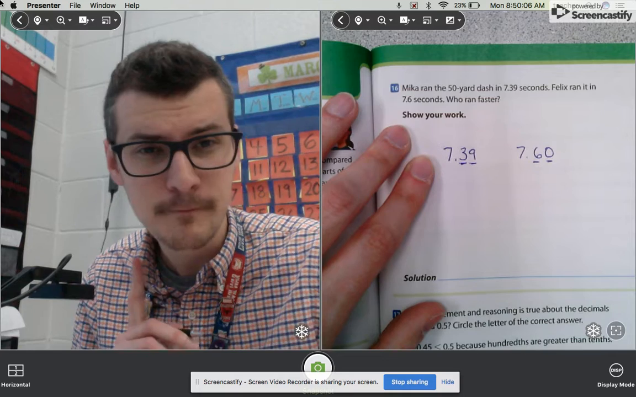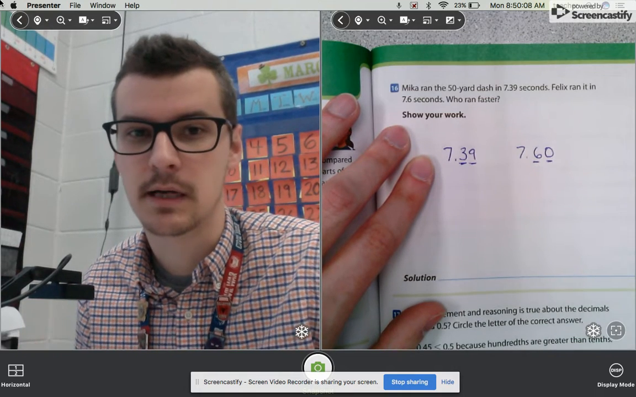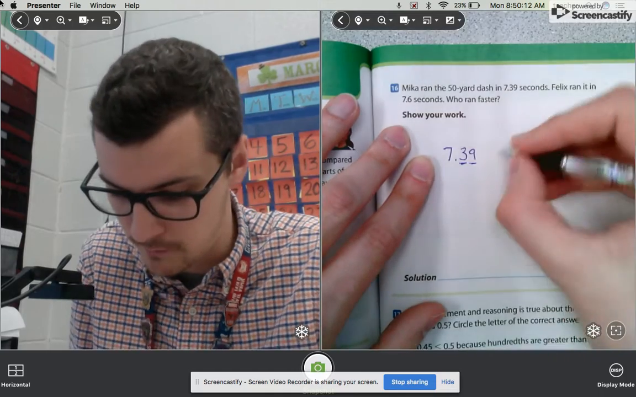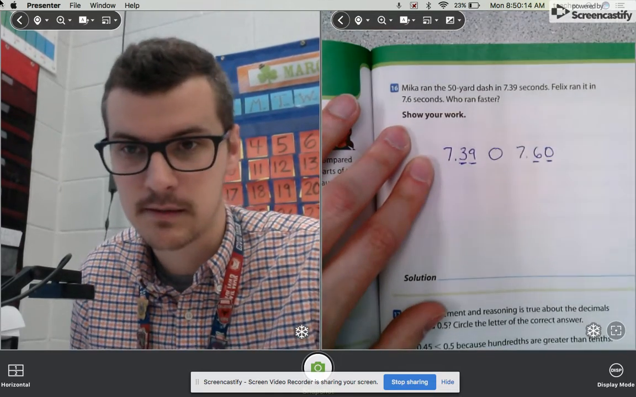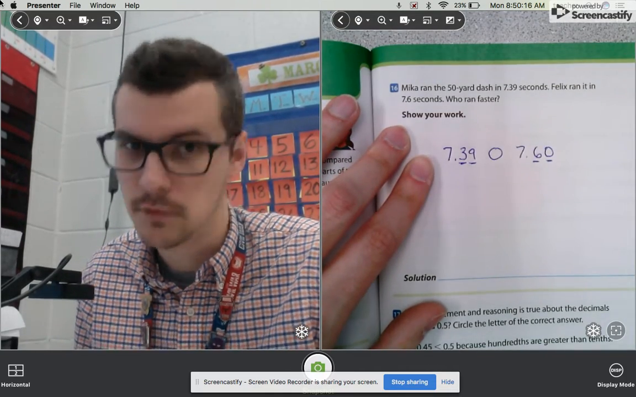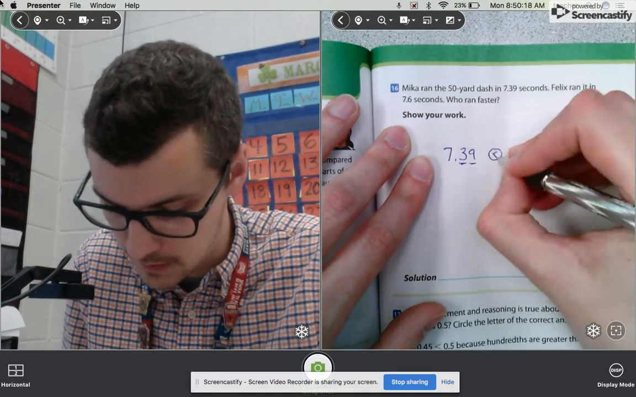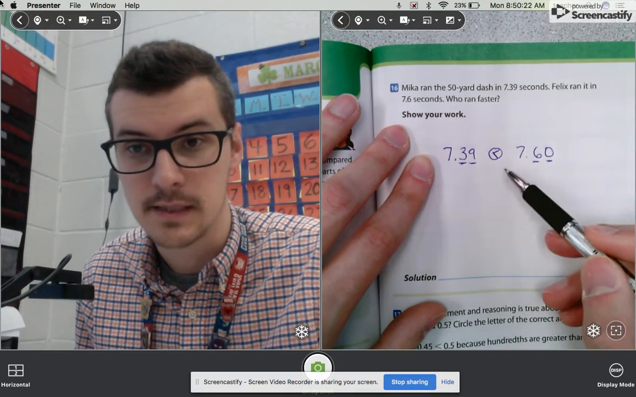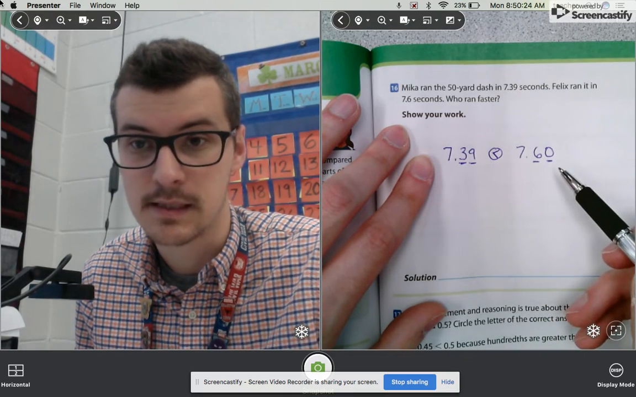Now, what I love about comparing hundredths and hundredths is you can literally think about it as money. Would you rather have $7.39 or $7.60? Well, obviously, I'd rather have $7.60. So 7 and 39/100 is less than 7 and 60/100.